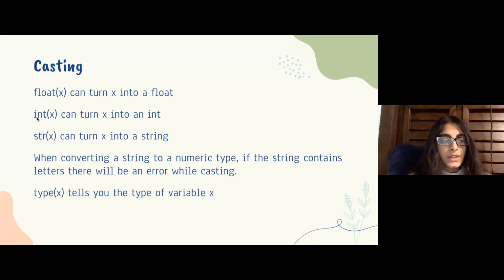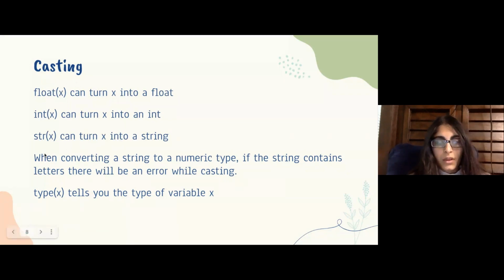Same thing with this int function. You can turn variable x into an integer. It should be a numeric type already. Booleans also work too, I think, but use a numeric type inside of these. Then str(x) just turns x into a string. Here you can put integers and floats, but here you wouldn't be able to put strings.